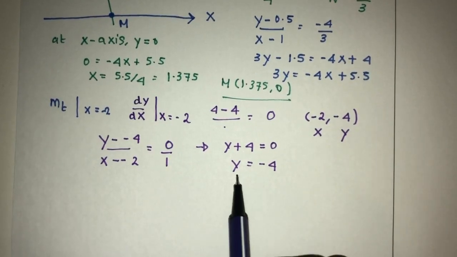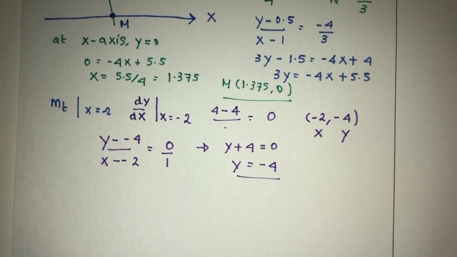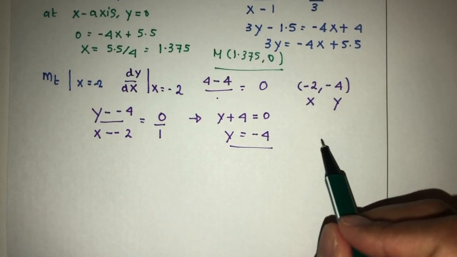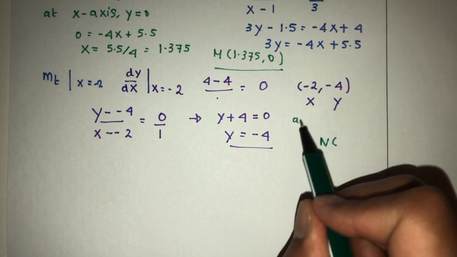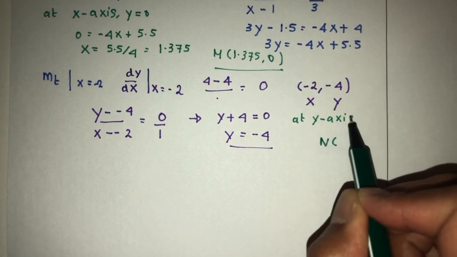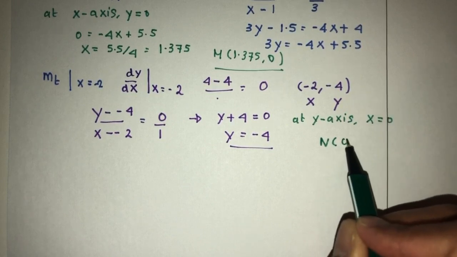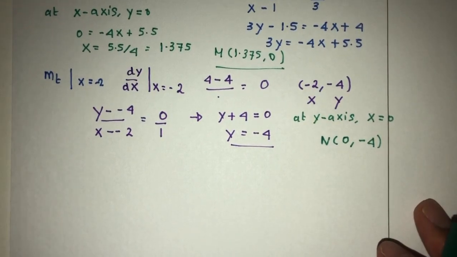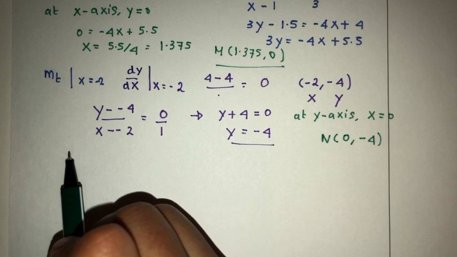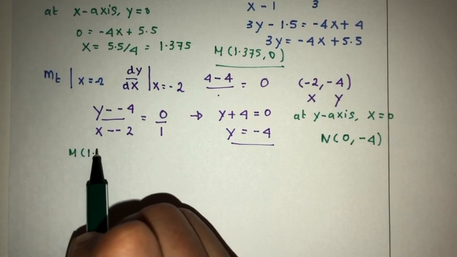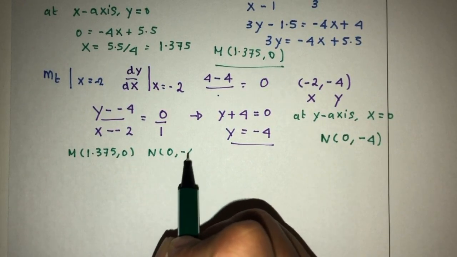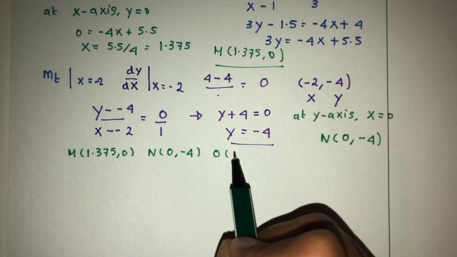So this is my tangent line, and my tangent meets the y-axis at the point N. So what is the point N? At the y-axis, we know that x is 0, and y is equal to minus 4. So right now we have all the 3 points we need to find our answer, so pretty easy. So we know that M is (1.375, 0), N is (0, minus 4), and O is just the origin.